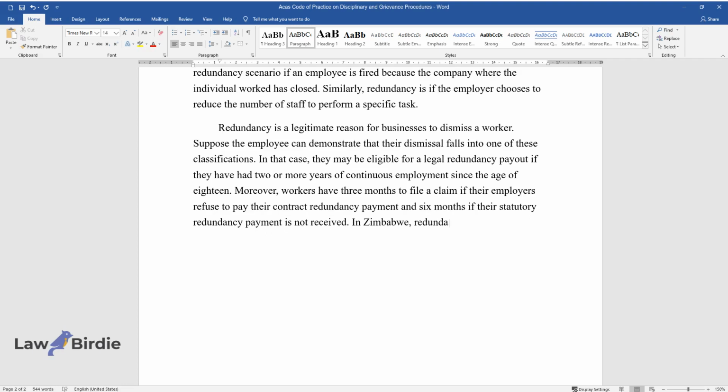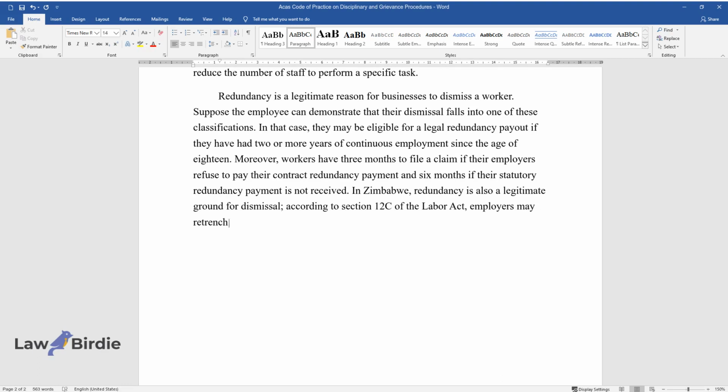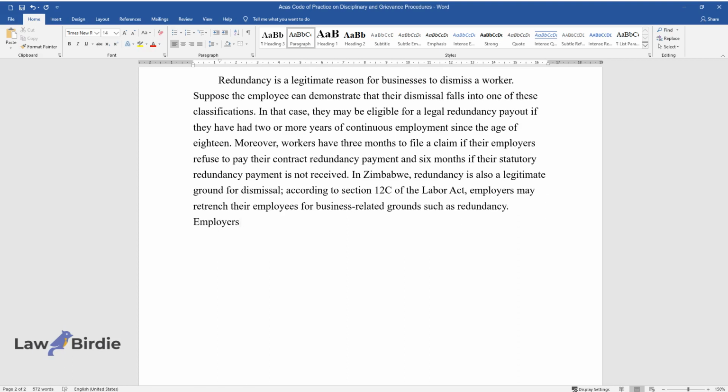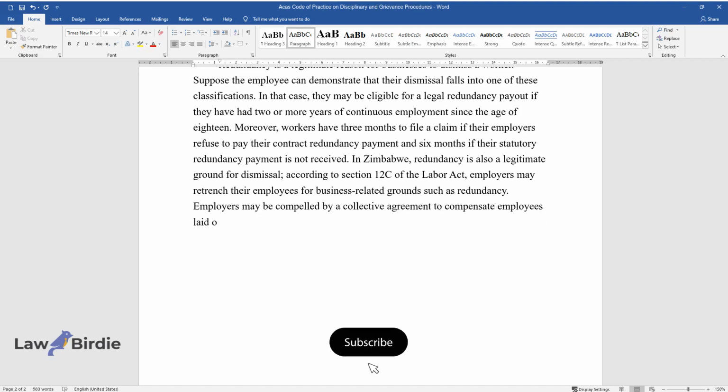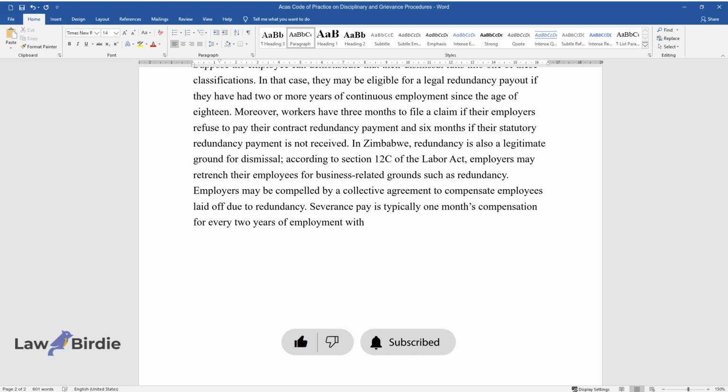In Zimbabwe, redundancy is also a legitimate ground for dismissal. According to Section 12c of the Labor Act, employers may retrench their employees for business-related grounds such as redundancy. Employers may be compelled by a collective agreement to compensate employees laid off due to redundancy. Severance pay is typically 1 month's compensation for every 2 years of employment with the company.